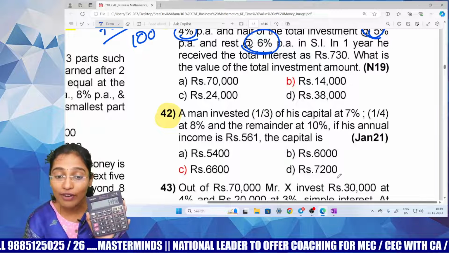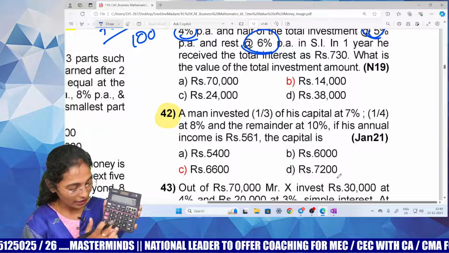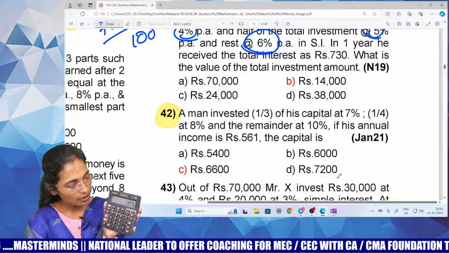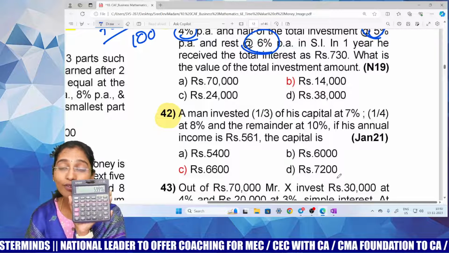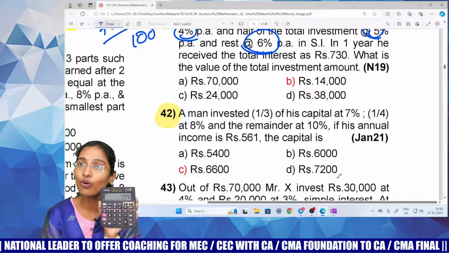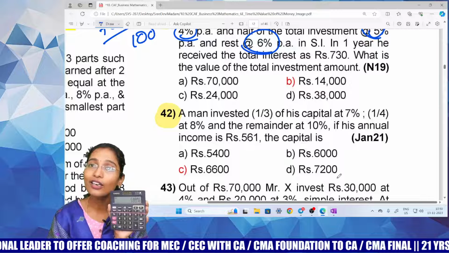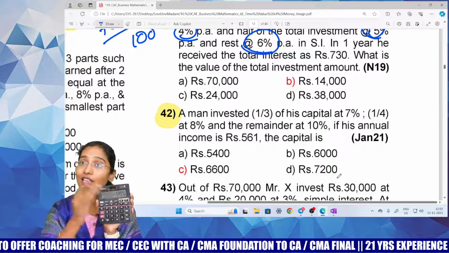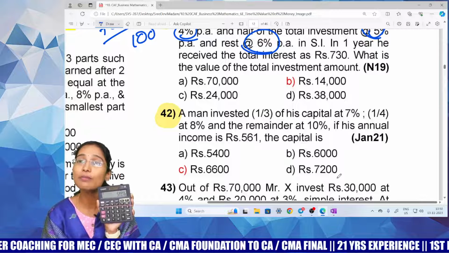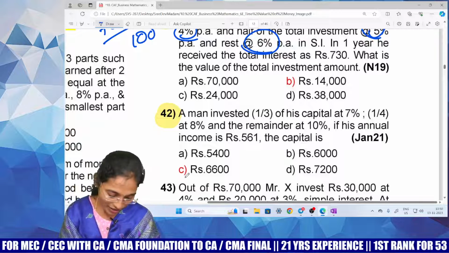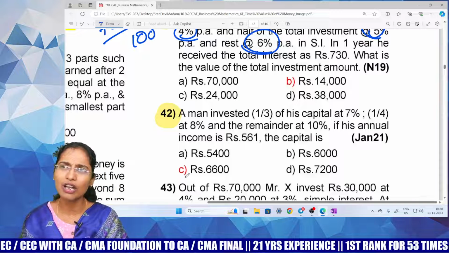Now let me verify with 7,200 and then I can confirm the answer. 7,200 into 8.33%: 599, which crosses the value that we need, no? And I have already told you that your value must not exceed 561. It might be lesser than 561. So who is the possible correct answer? Option C.